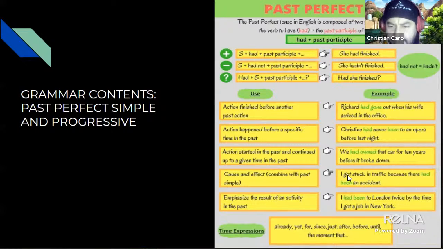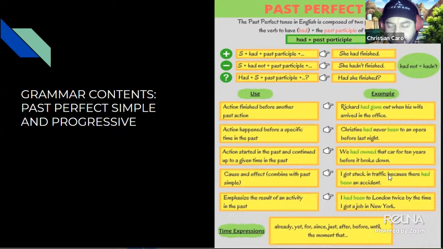The next example, I got stuck in traffic because there had been an accident. So two more events, but one is the cause of the other. All right, there had been an accident, so I got stuck in traffic. It's another way to understand it, you know.